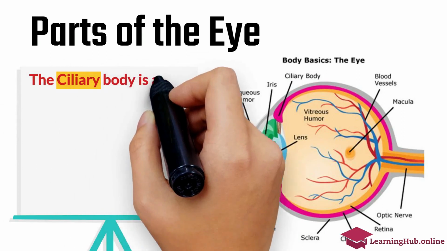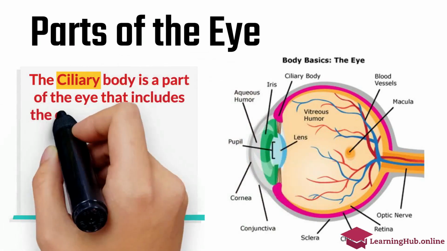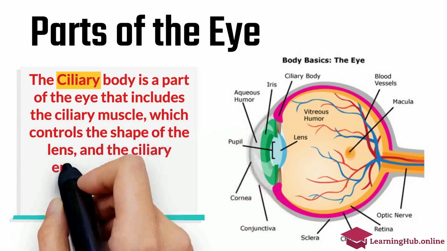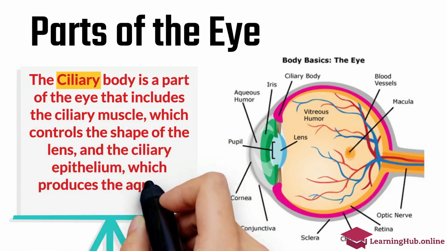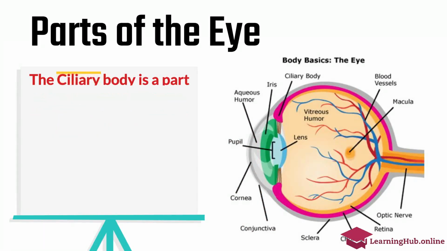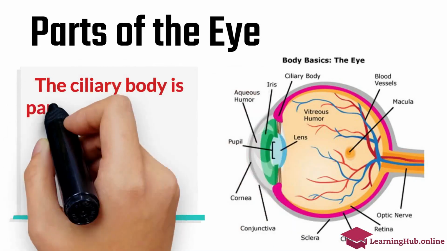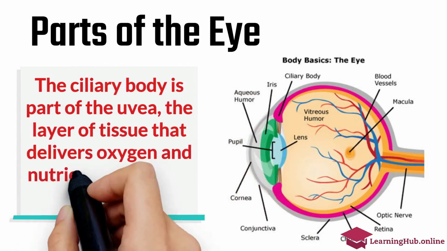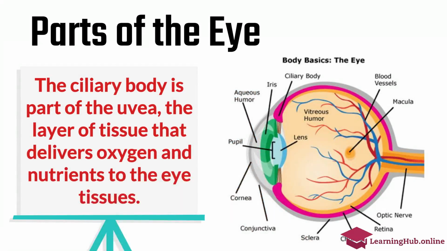The ciliary body is a part of the eye that includes the ciliary muscle, which controls the shape of the lens, and the ciliary epithelium, which produces the aqueous humor. The ciliary body is part of the uvea, the layer of tissue that delivers oxygen and nutrients to the eye tissues.